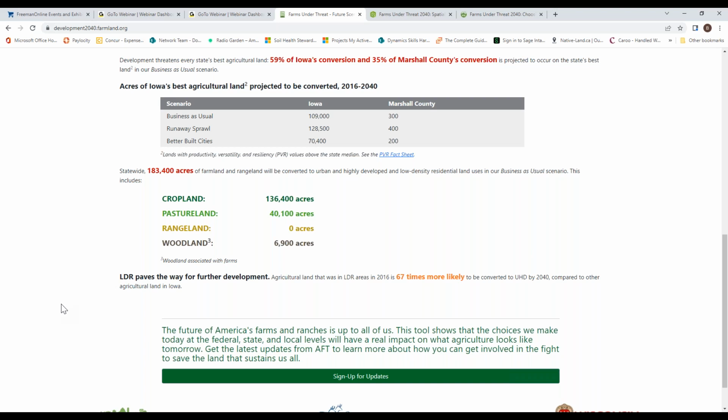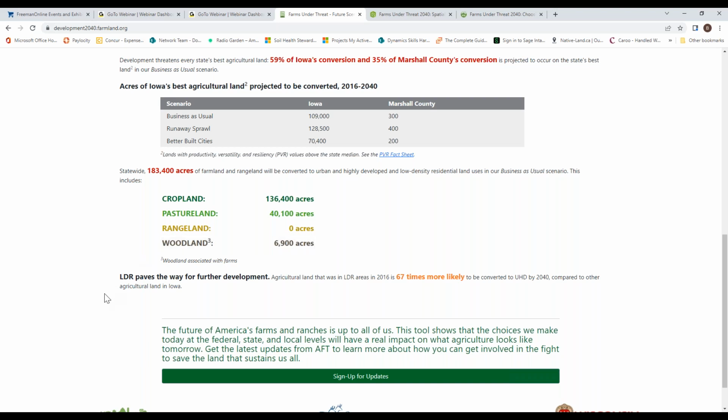Down below, you see how land will be impacted and what type of land, with cropland obviously the largest, the most threatened in terms of conversion, with some amount of pasture land at 40,000. And a note about this woodland and the almost 7,000 acres. This is not all forest land in the state of Iowa. This is woodland that is associated with a farm. And in 2020, we mapped woodland that was associated with a farm so that we could see what the impact would be, particularly on the viability of farms that have woodlots associated with them. So that's what this number relates to, is woodland that is specific to a farm.